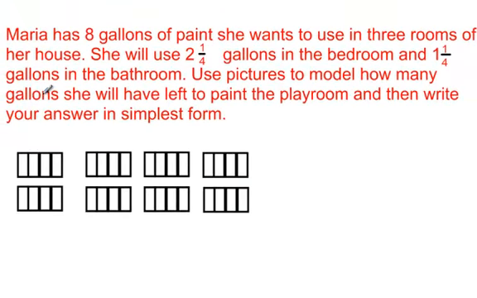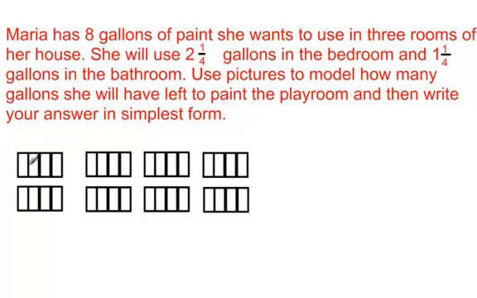Maria has 8 gallons of paint she wants to use in 3 rooms of her house. She will use 2 1/4 gallons in the bedroom and 1 1/4 gallons in the bathroom. Use pictures to model how many gallons she'll have left to paint the playroom, and then write your answer in simplest form. So these are my models here. I have 8 gallons of paint, and I cut each gallon of paint into fourths. I just did rectangles. Keep it simple.